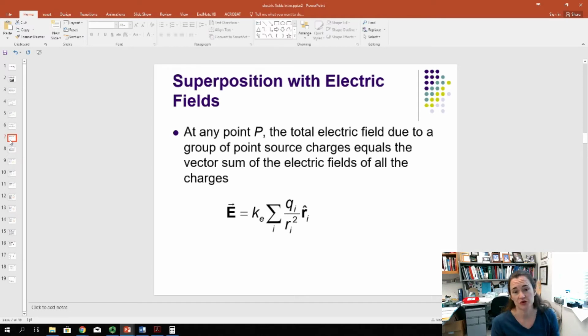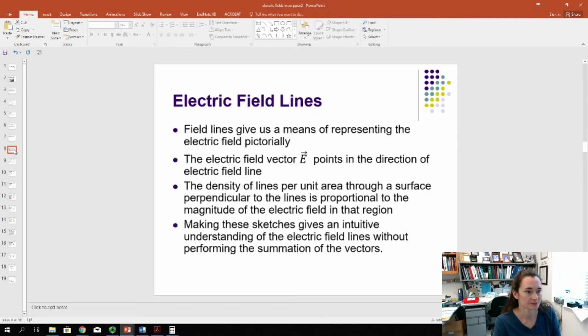Now, if you have a bunch of point charges, you could apply superposition and find the electric field at any given point by summing up the electric fields from any of the other charges in the region at that point. So this would look like, in an equation, k times the summation of qi over ri squared ri hat, okay? We'll do an example of this later when we talk about the dipole. In the meantime, it's nice to do this kind of thing conceptually by drawing electric field line pictures.